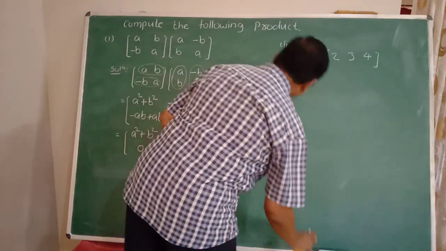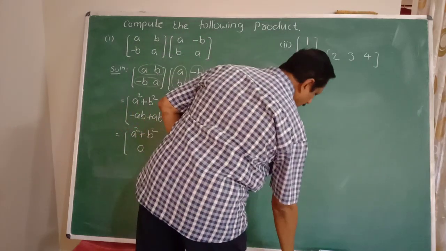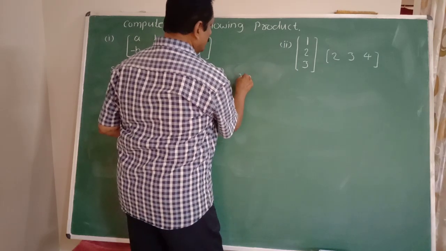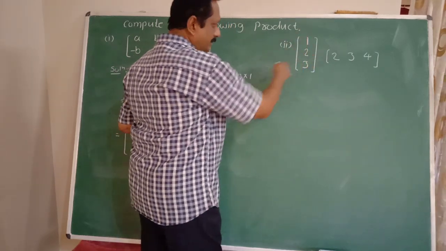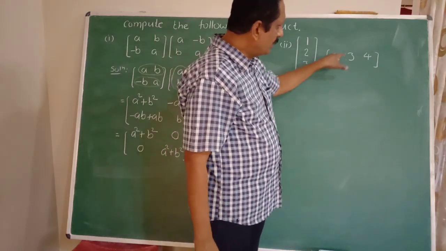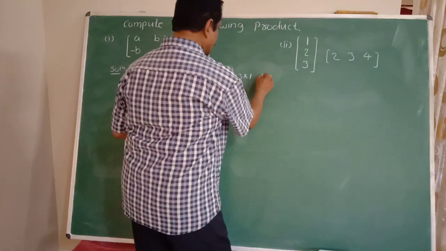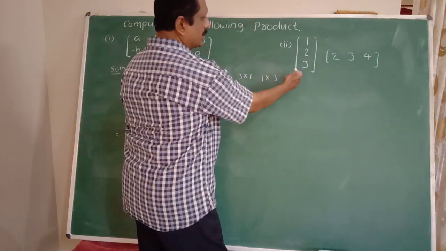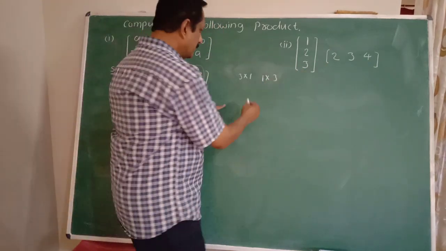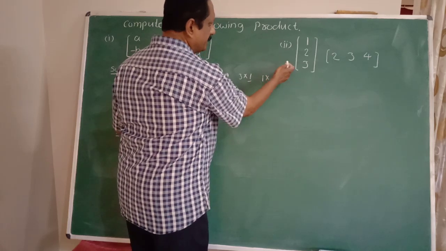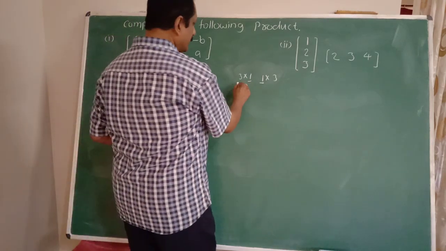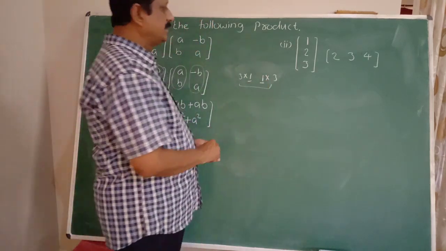In the second example, the order of the first matrix is 3 into 1: 3 rows and only 1 column. The order of the second matrix: only 1 row, and how many columns? 3 columns. So its order is 1 into 3. The number of columns of the first matrix is equal to the number of rows of the second matrix. These two are equal, and after multiplication I will get a matrix of order 3 into 3.